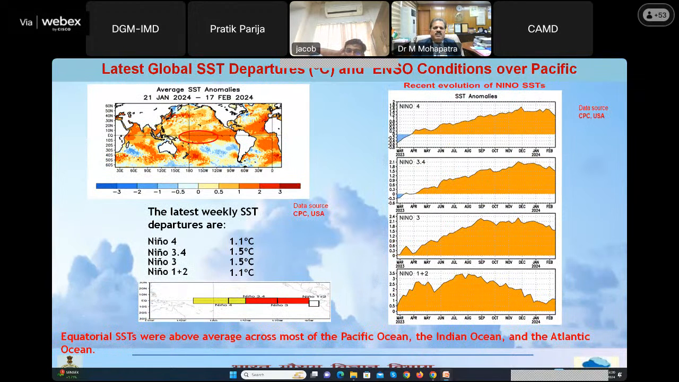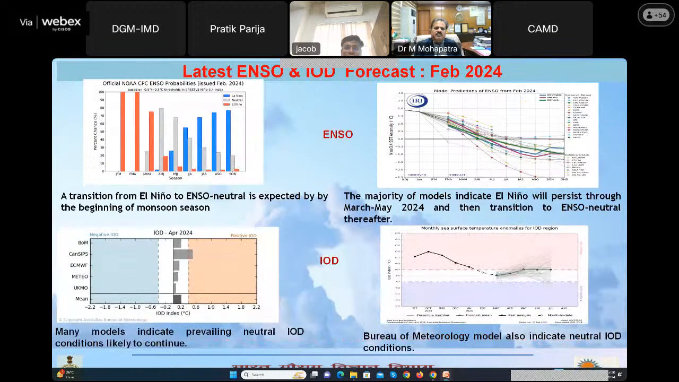Now let us look at the ENSO conditions over the Pacific. As all of us know, ENSO is becoming weaker. That means El Nino condition is becoming weaker. For the last week, the Nino 3.4 region, which matters for India, was 1.5 degrees Celsius, and there is a decreasing trend in the temperature. The right-hand side also shows a decreasing trend in the SST anomalies.